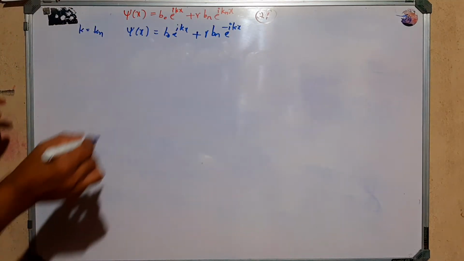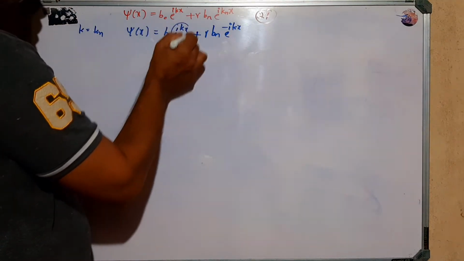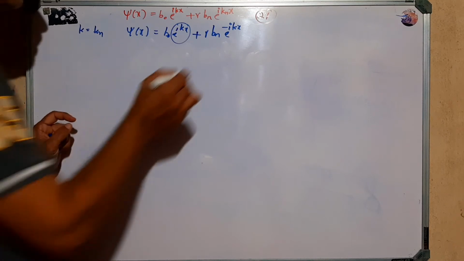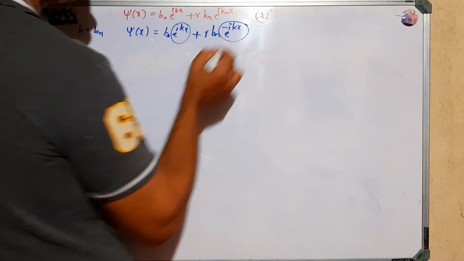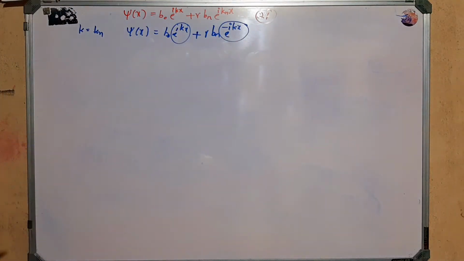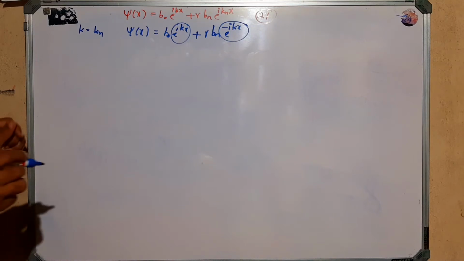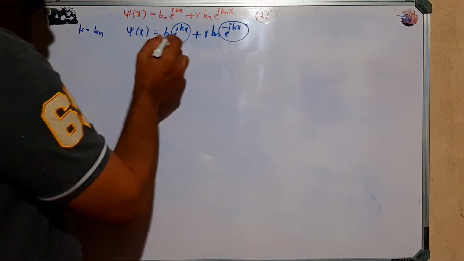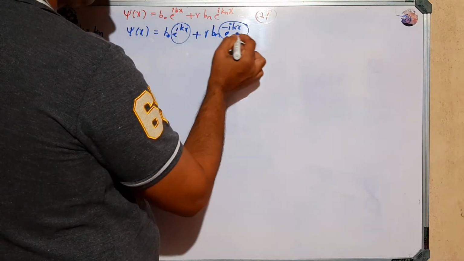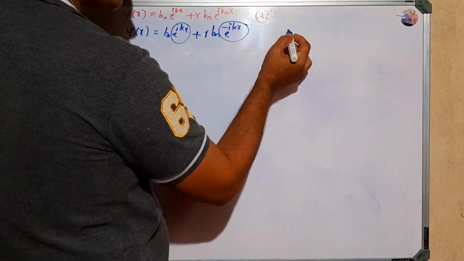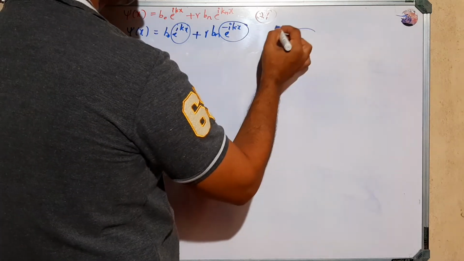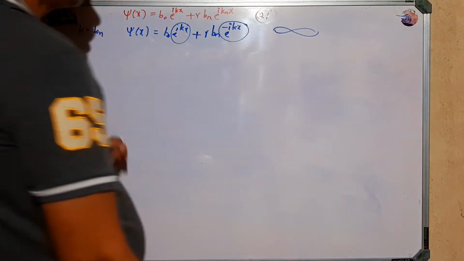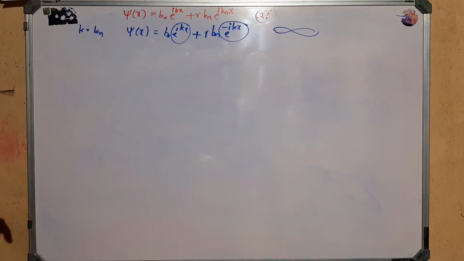That means e^(ikx) is the forward wave, and e^(−ikx) indicates the wave moving in the opposite direction. As I already told, the forward wave and the oppositely moving wave superimpose and form a standing wave.